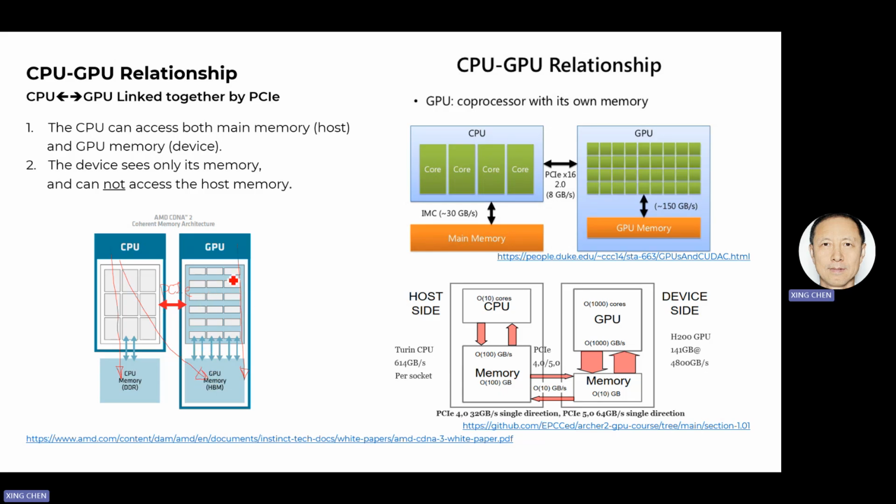The problem is that the GPU cannot access the CPU memory. This is not okay. So this is a kind of asymmetric situation. CPU can access GPU memory, the GPU cannot access CPU memory. I won't explain here why it's like that. You just take it for granted for the moment.